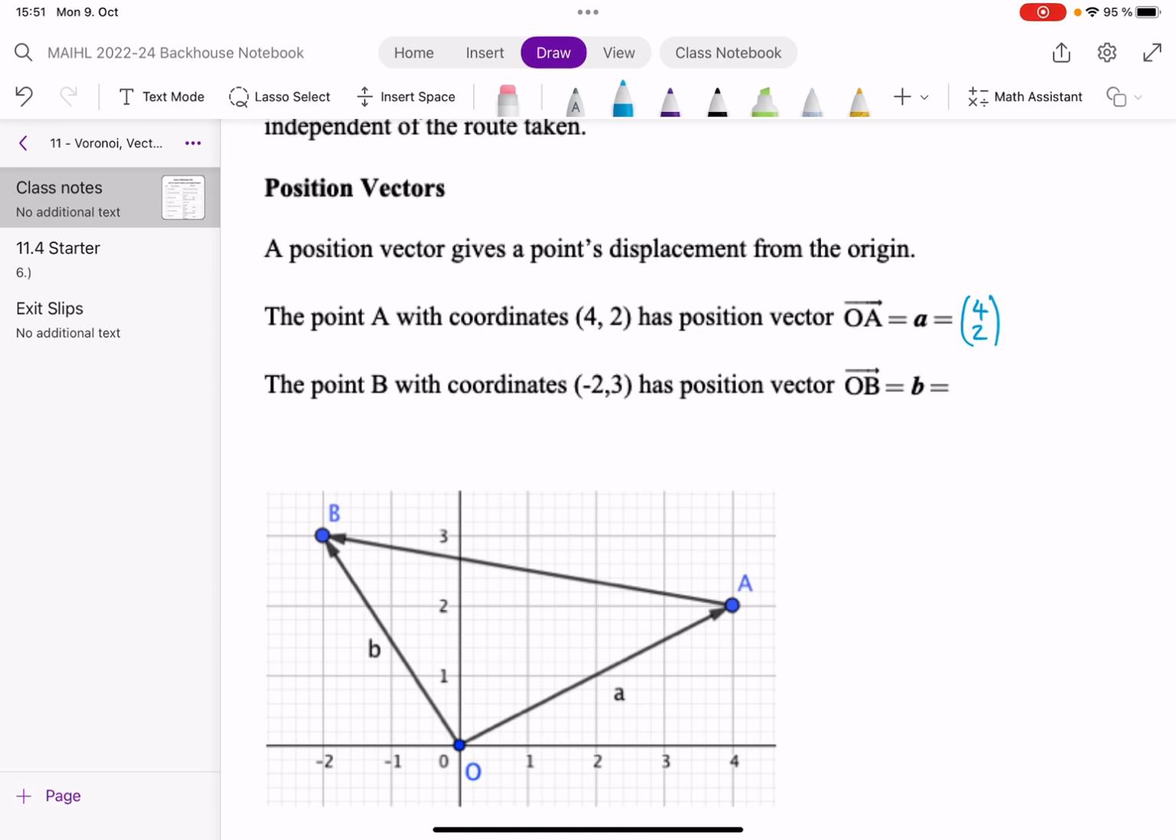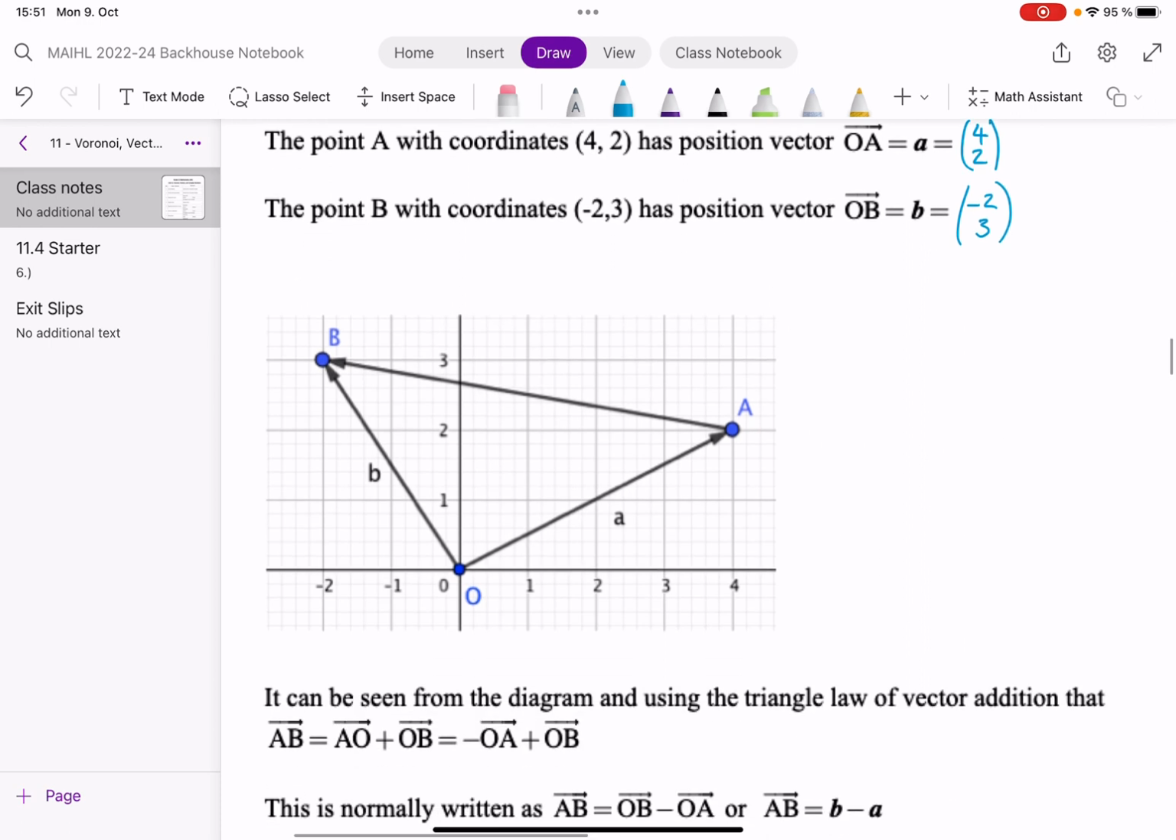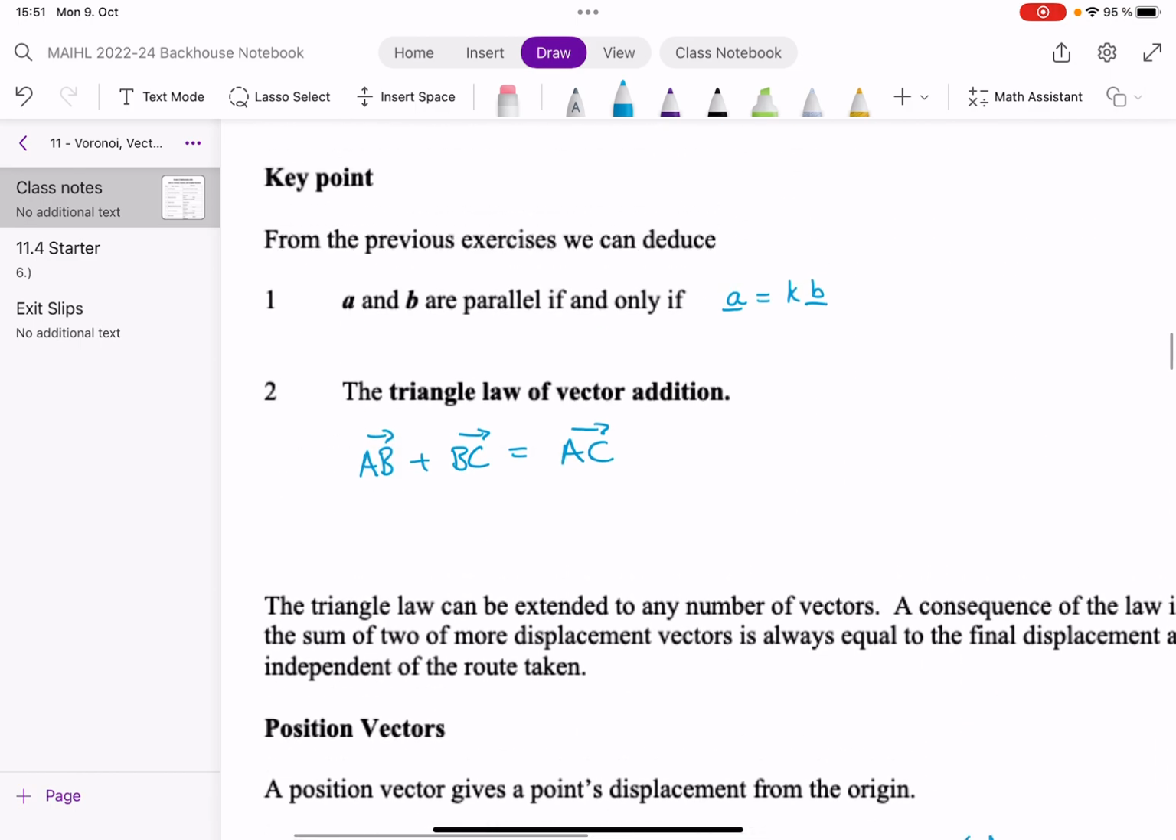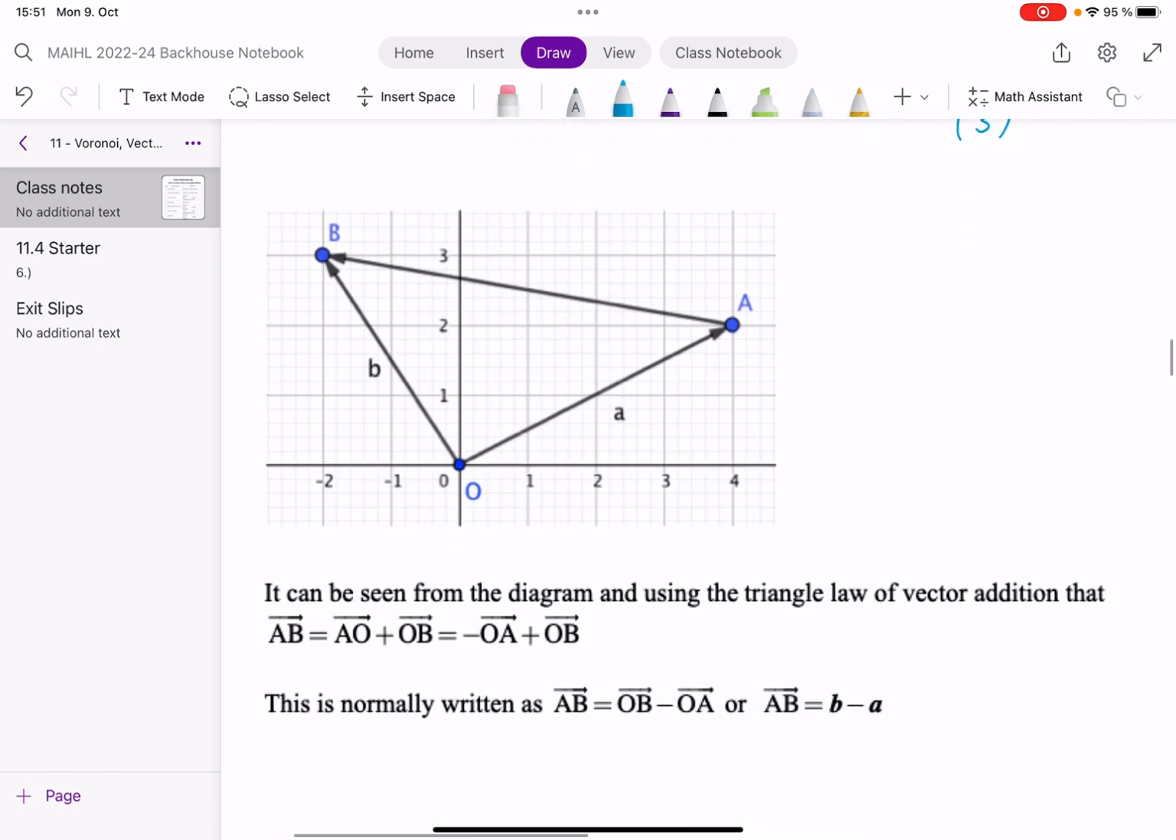Equally, point B, you can see we've got a coordinate of negative 2, 3. So its position vector is negative 2, 3. So it's really easy to convert between a coordinate and a position vector. Now we can apply what we just were talking about up here. We can apply that to here to find the vector that takes us from A to B.